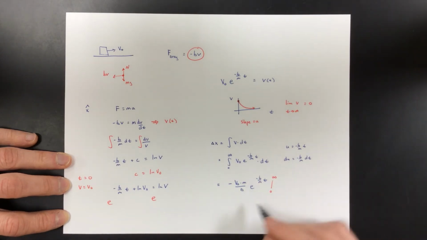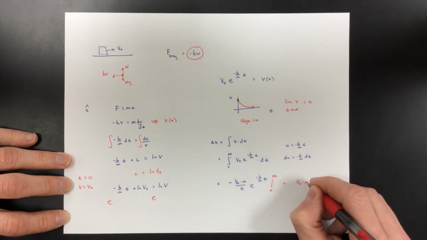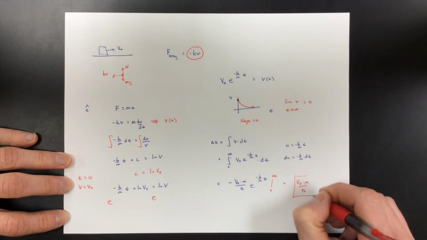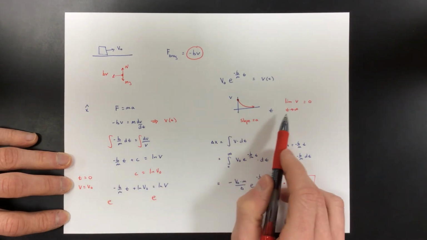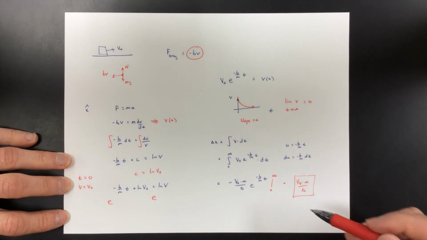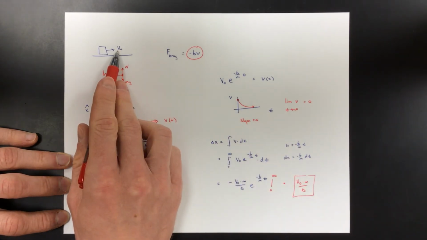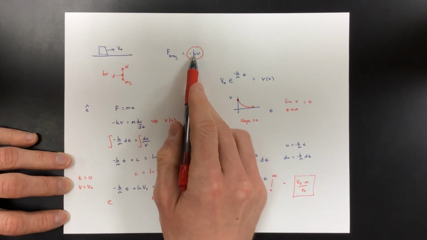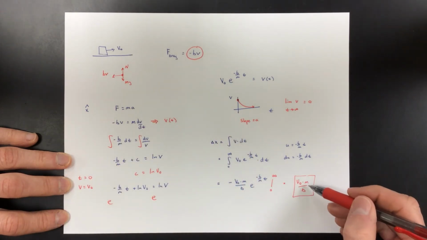0 to infinity. When you plug in infinity, you get e to the negative infinity, which is 0, and then you subtract this, and you end up getting v naught times m over b is actually the finite distance you would travel. Even if you include an infinite amount of time, you still only go this finite distance. That's the distance the box would slide, given an initial velocity of v naught, given a drag force that's proportional to v and always opposite the direction, and then of course the mass.